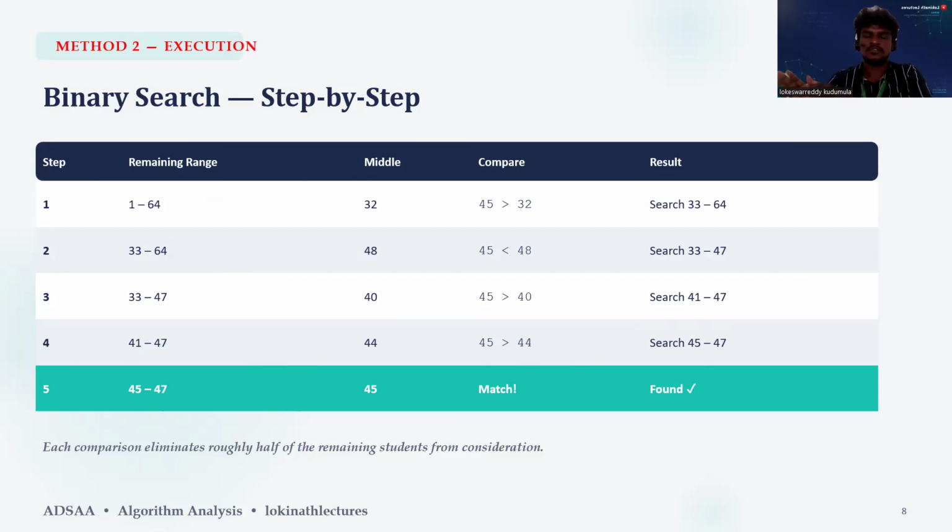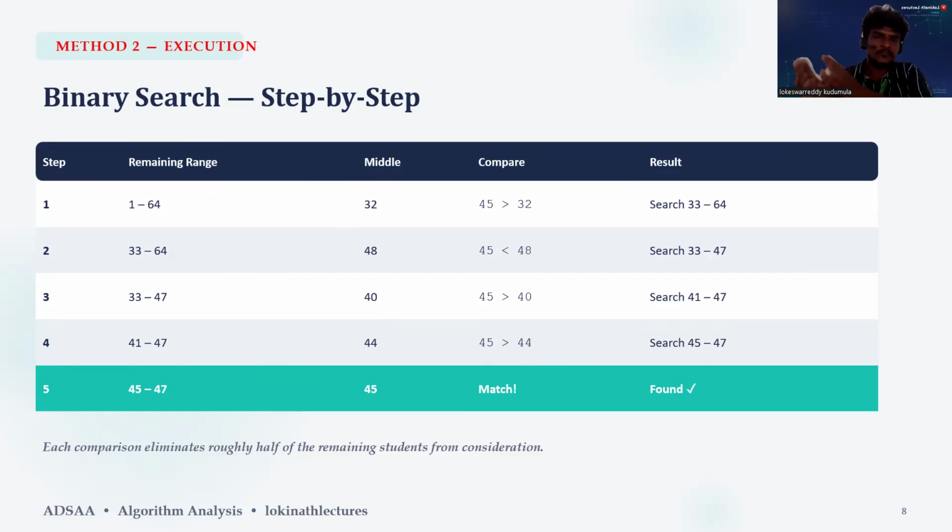So we search in the right half, and the left half we are ignoring. We are not required to search in the left half. So we search in the right half, roll numbers 33 to 64. While searching in roll numbers 33 to 64, for the next step the middle roll number is 48. So next we compare 45 with 48.